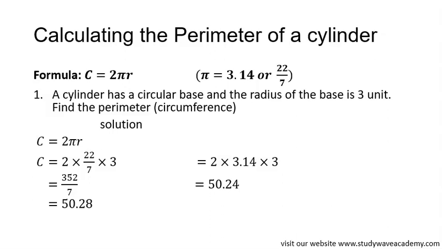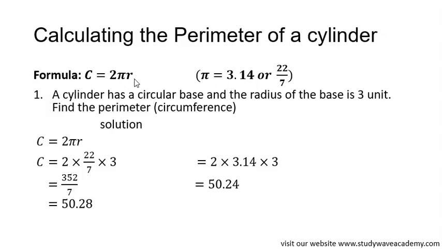Okay, so to calculate the perimeter of a cylinder, the formula is C equals 2 pi r. I'm sure you're wondering, why is it C instead of P? We are looking for the perimeter, so why is there a C here? Now, in a cylinder, the perimeter can also be seen as the circumference. It's rather known as the circumference. For the cylinder, we talk about the circumference of the circular base rather than the perimeter, okay?